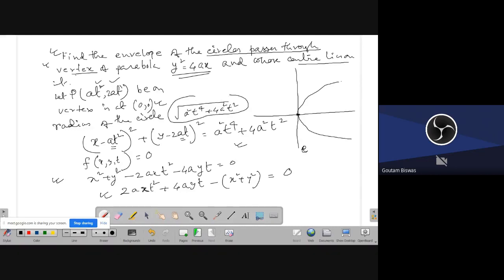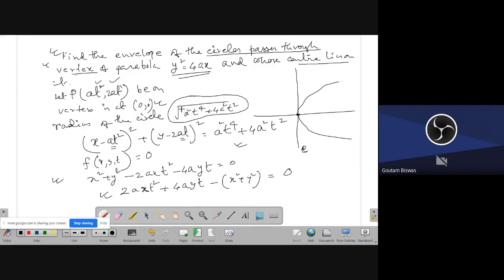I am not doing these calculations here. How to find the radius: the center of the circle is here and it is passing through the vertex. All circles are passing through the vertex and the center lies on this parabola. From these two conditions, the radius will come out.